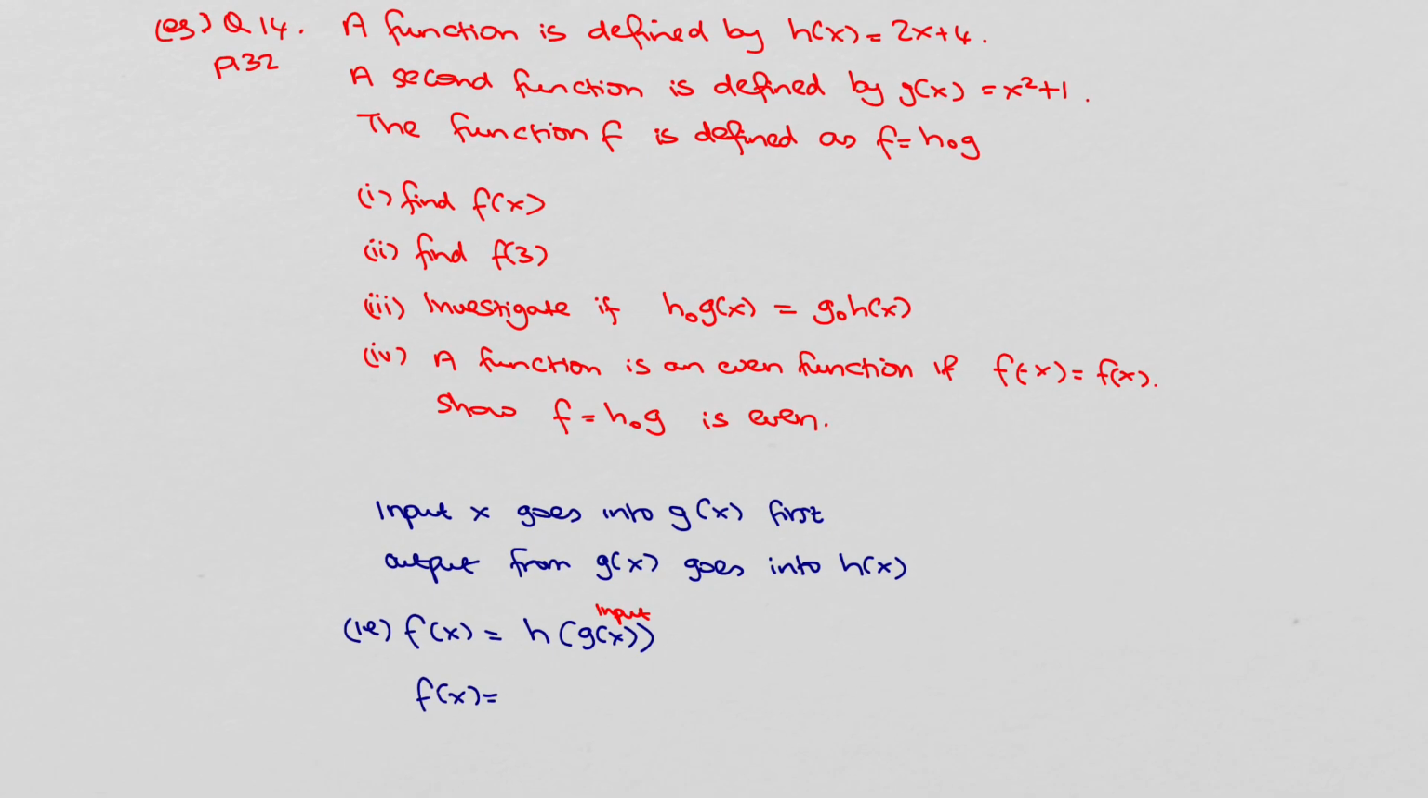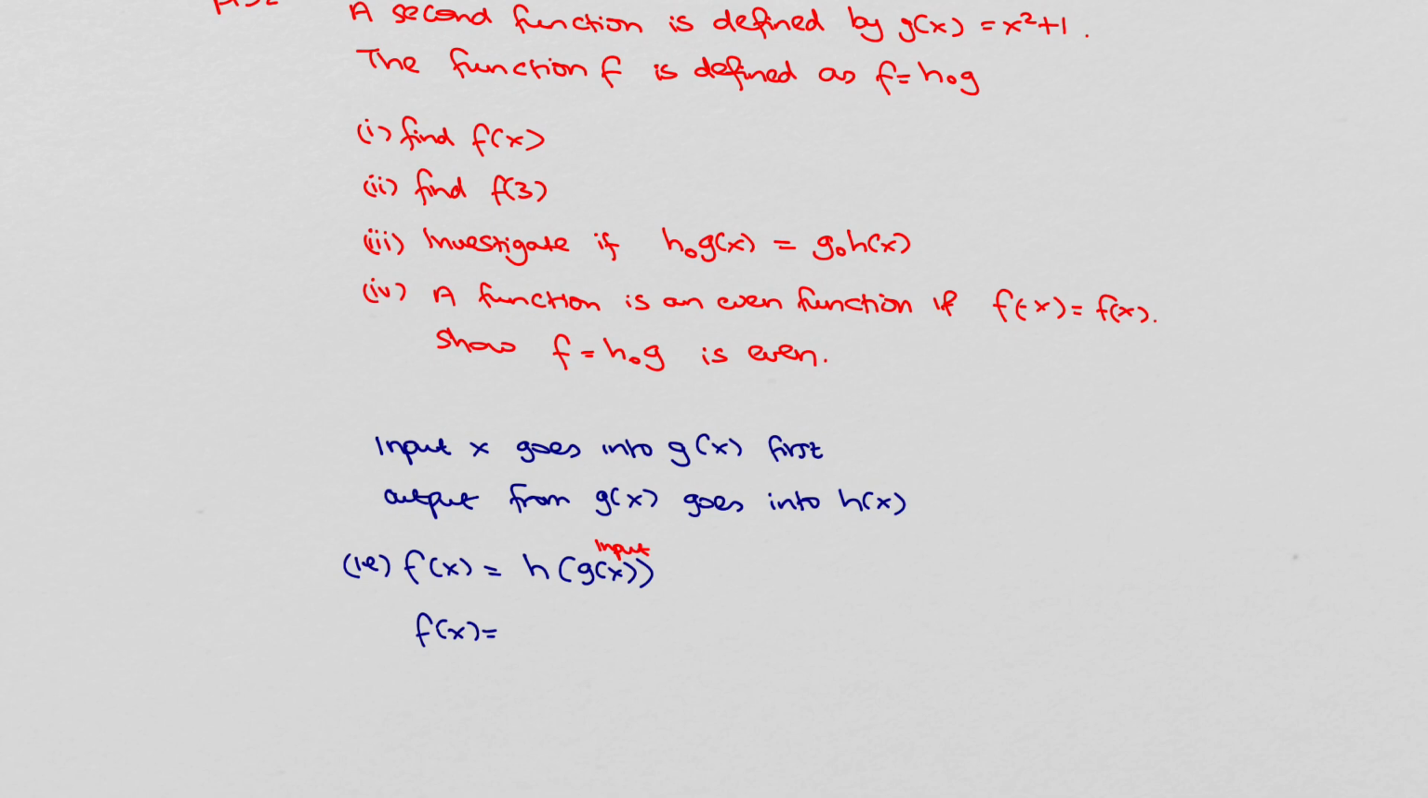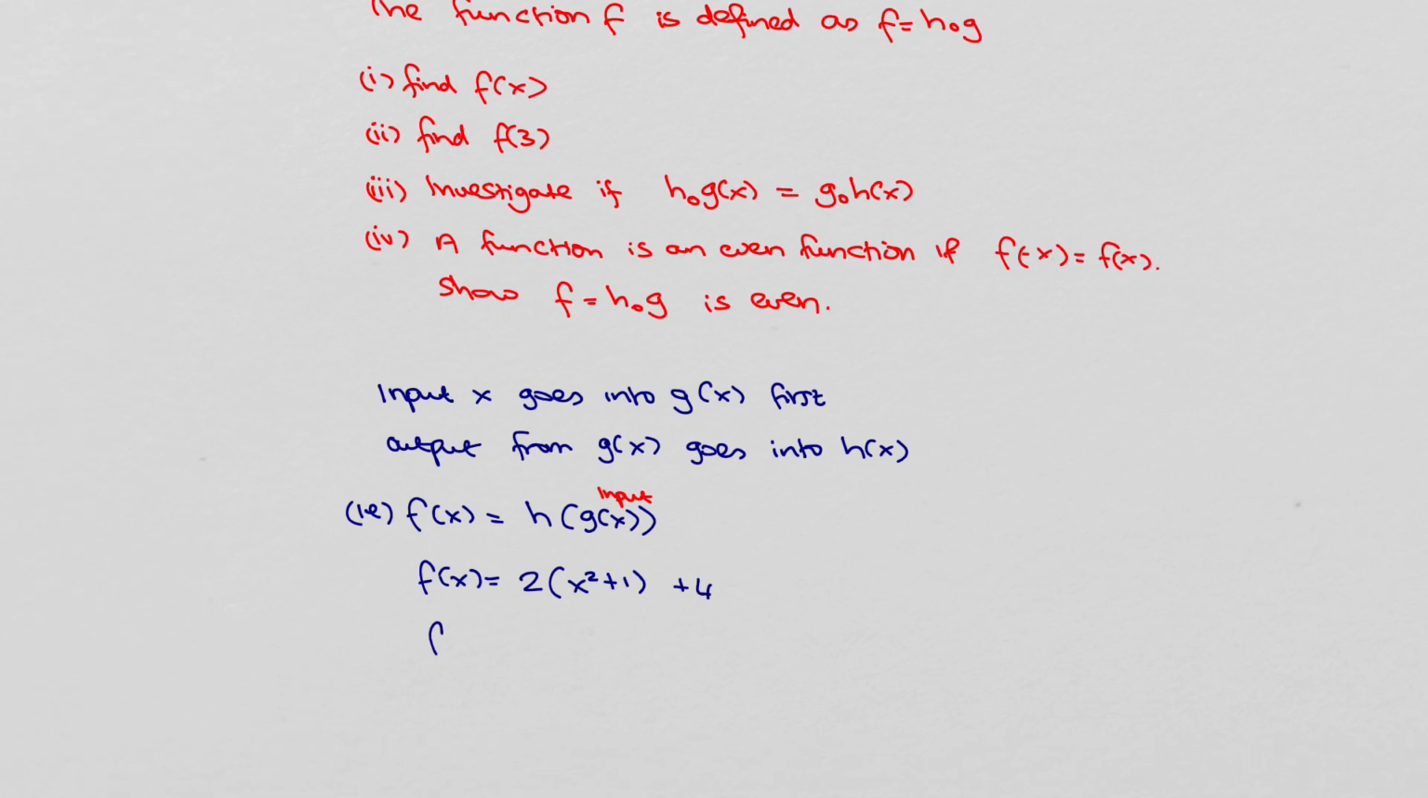So h of x there is 2x plus 4. That means that instead of an x, I'm going to put the function g of x, which is x squared plus 1, and then I have to add 4 to it. So we can say f of x is equal to 2(x squared plus 1) plus 4. In other words, f of x is equal to 2x squared plus 6.